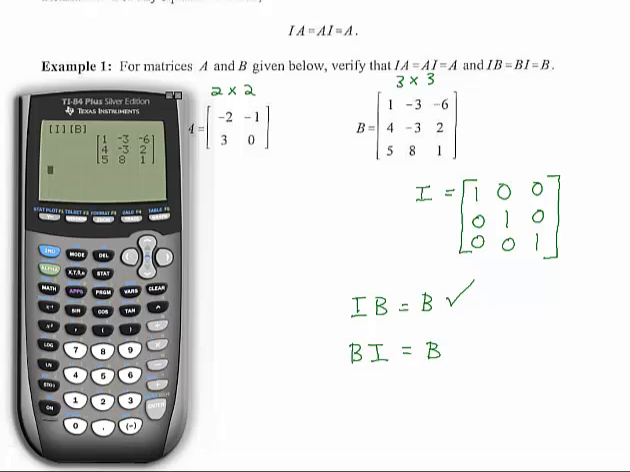What about the reverse order? All we have to do is go to the matrix screen, select B first, back to the matrix screen, select I second, hit enter, and again we get B. 1, negative 3, negative 6, 4, negative 3, 2, and 5, 8, 1. And so we verified the second matrix equation, B times identity equals B.